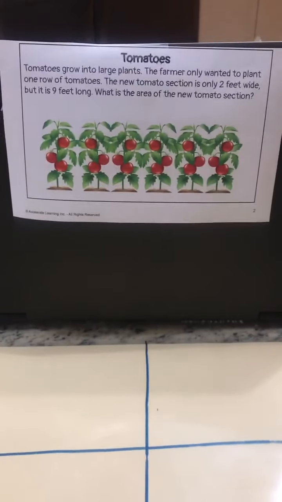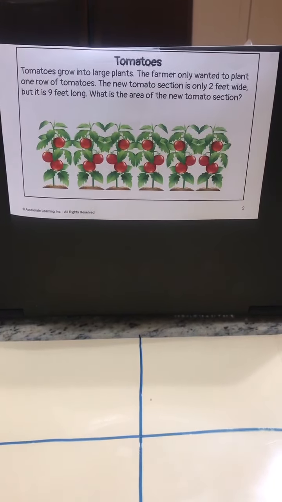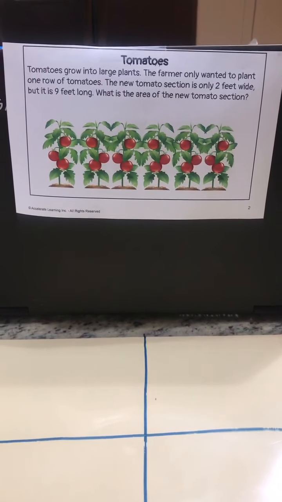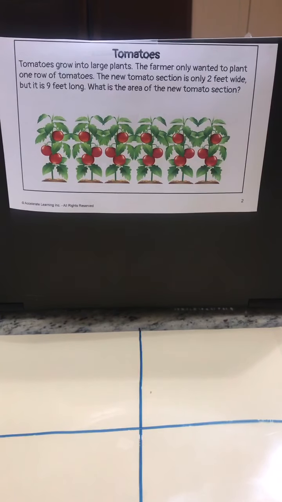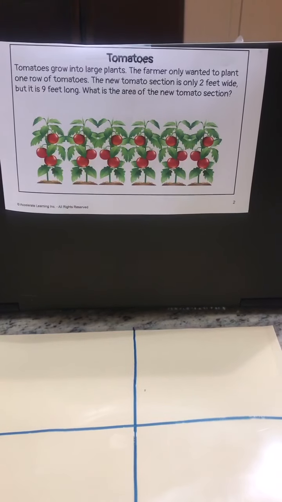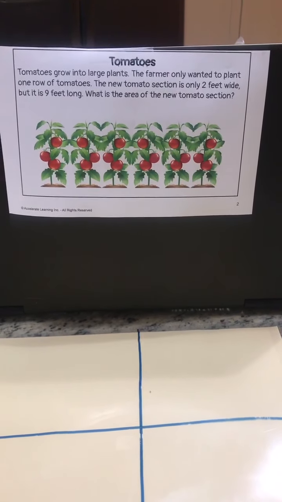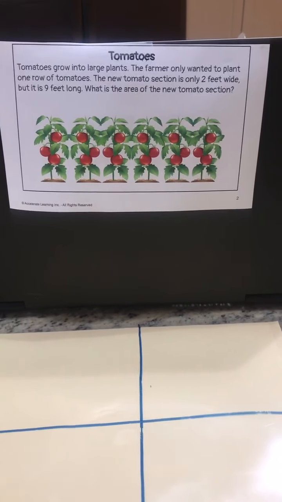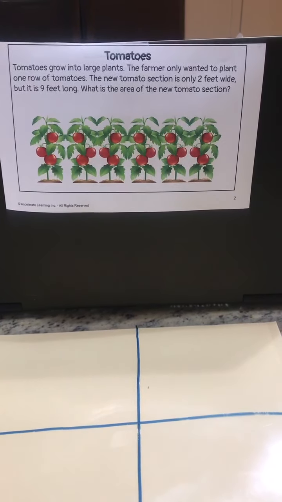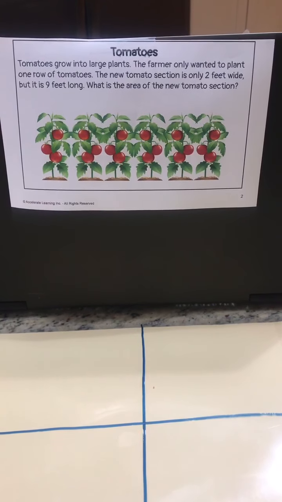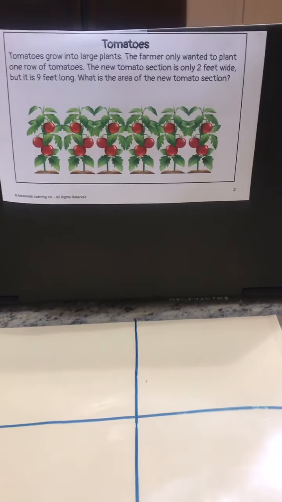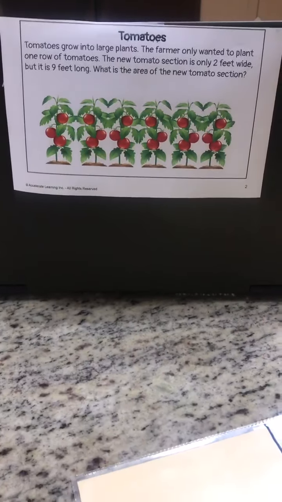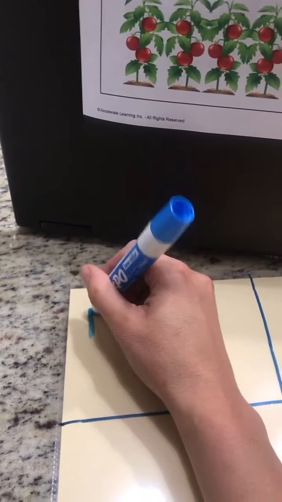Okay, so it says, tomatoes grow into large plants. The farmer only wanted to plant 1 row of tomatoes. The new tomato section is only 2 feet wide. Okay, that sounds like some data. But it is 9 feet long. What is the area of the new tomato section? Okay, so that was pretty simple. The question, it told us what it was. It said, what is the area? So again, up here, area, question mark.